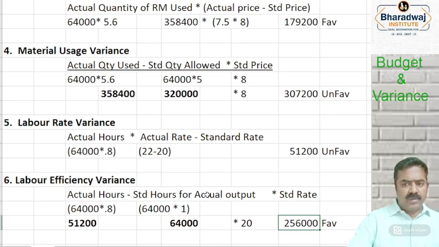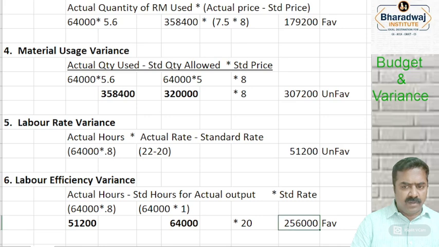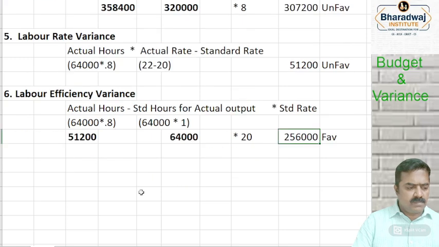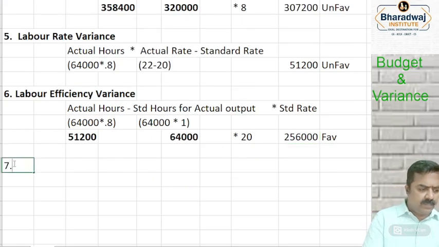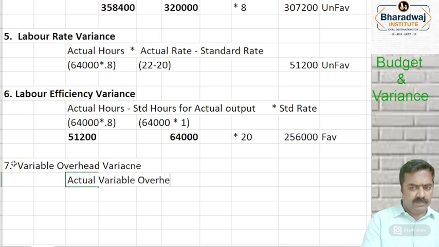Next, what do they ask you? Variable overhead variance. I hope they ask you variable overhead variance. Variable overhead variance directly we can work. What is a variable overhead variance? Simple. Actual variable overheads minus standard variable overheads.